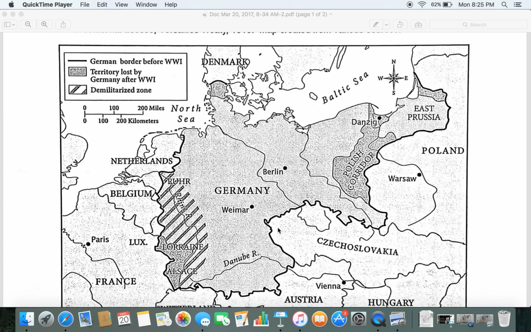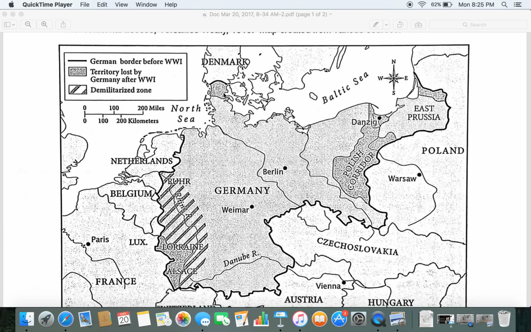The second piece of information is territory lost by Germany after World War One. Now, it's kind of tough to see on your guys' map. That's why I have this map for you guys. It's a little bit easier to see. It's more clear. But there's four places where I want you to highlight. So I want you guys to take a different color highlighter and highlight territory lost by Germany after World War One.